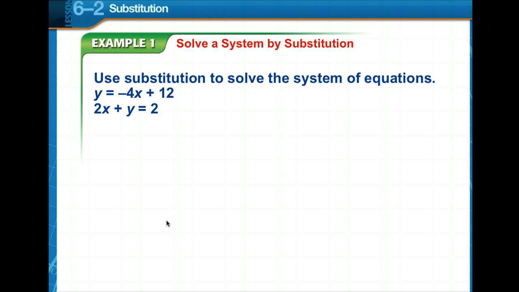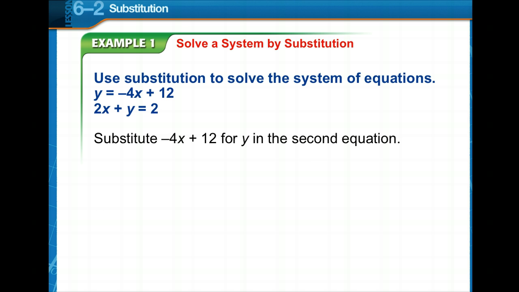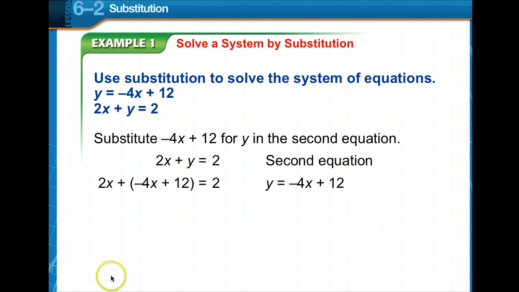So let's break this down so we can understand what we're talking about. We're going to use substitution to solve this system of equations. Notice this one is already solved for y. Y is equal to negative 4x plus 12, and 2x plus y is equal to 2. So since we have y is equal to something, we can substitute this in for y into this equation. That's what we were talking about just a moment ago on that key concept. So as you see, we've taken this second equation, and in place of the y, we have substituted negative 4x plus 12 in.